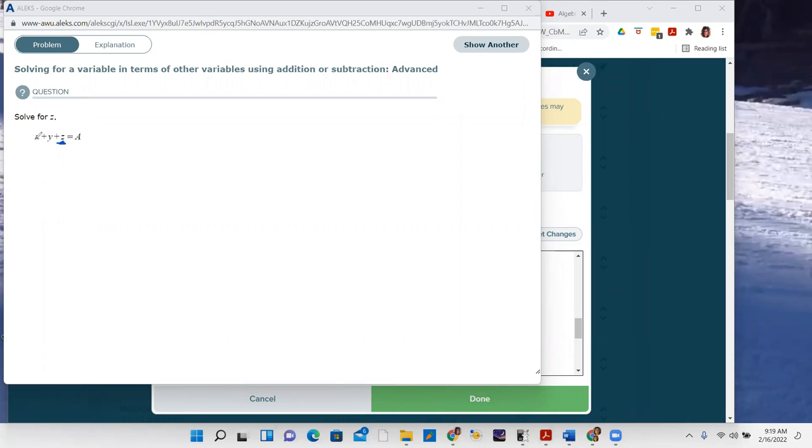So you would subtract x from both sides. And subtract y from both sides. So those cancel and you have the z all by itself. Okay, does that make sense?